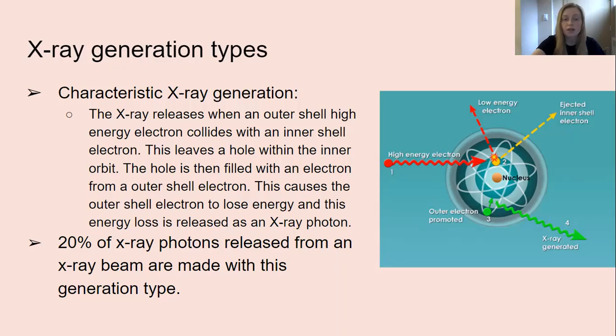Twenty percent of the X-ray photons released from an X-ray beam that is directed at the patient are of this generation type, and you can see a picture of this on the right explaining that as the electron moves down in the orbital levels, the electron loses energy, and the energy is then released as a photon.